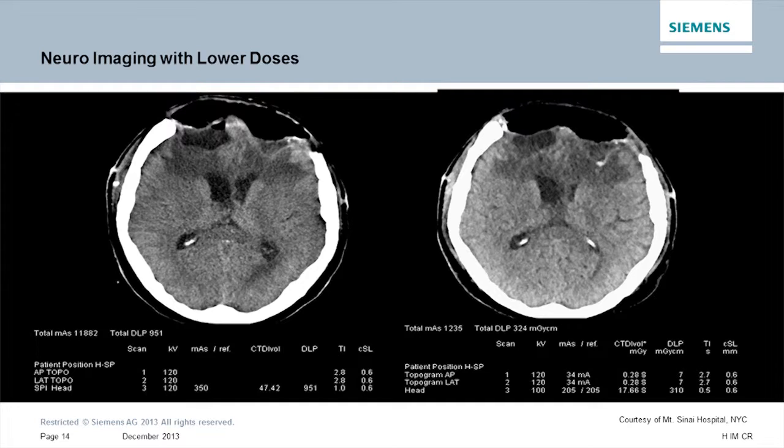Here's an example of one of my ICU patients. We have the routine approach with a DLP of 951 on the left and the Sapphire approach with a DLP of 324 on the right. The CTDI on the right is only 17.7. CTDI on the left is 47. If you look at the gray-white differentiation, it's at least as good, if not better, on the right. The image has a lot less noise in it on the right. And you can see, I think it leaves very, very little to be desired. Frankly, I think it's an improvement over where we were beforehand at the higher doses. And that's the benefit of the Sapphire iterative reconstruction.